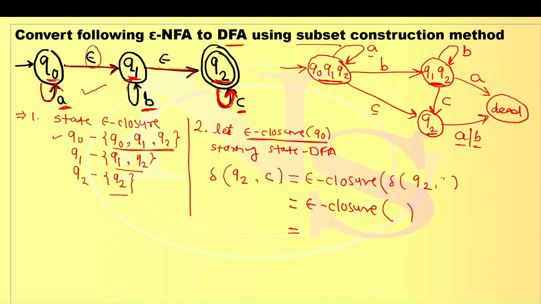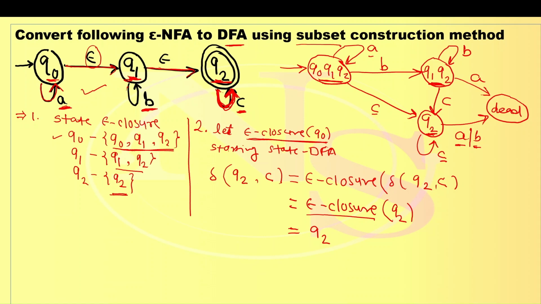Q2 on C. So Q2 state reading C symbol going to where? Self loop. It's going to Q2. What is the epsilon closure of Q2? It's Q2 itself. So delta Q2 on C going to Q2. It means what? Self loop. If you observe, we have transition from Q2 for symbol A as well as B as well as C. And there are no new subsets created.